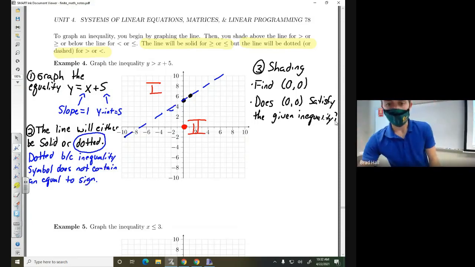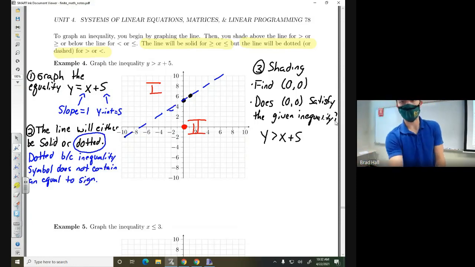So the given inequality, I'll just remind everybody, is y is greater than x plus 5. That was given at the very beginning of the problem. We're going to plug in 0 for x and 0 for y.